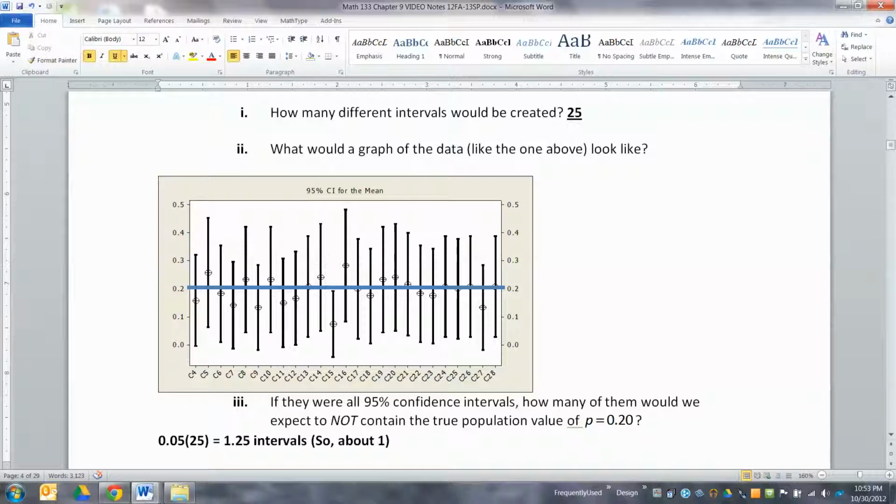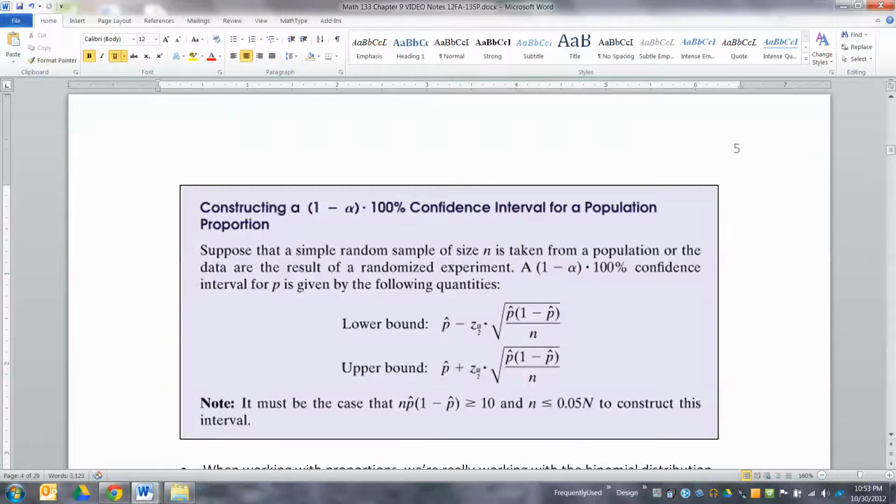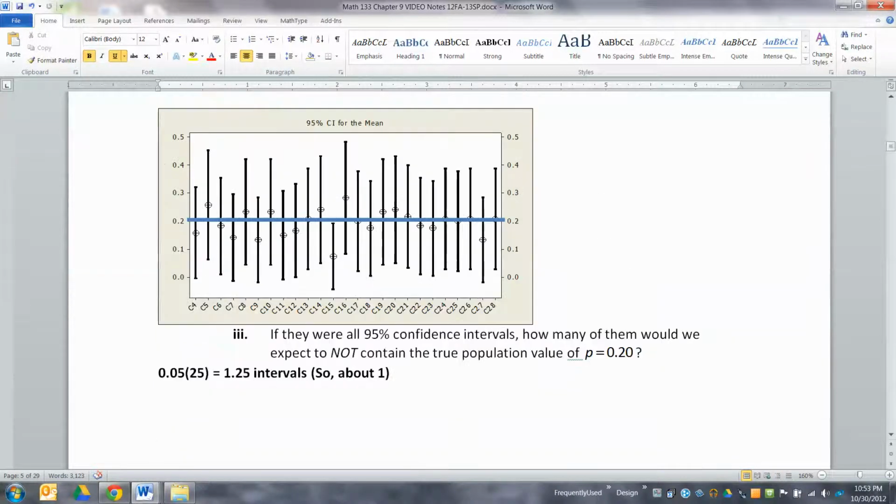What percentage of the time are you not going to have it? So you take 0.05 times 25, and that's equal to 1.25. So we figure about 1, maybe 2 intervals won't contain the true proportion.